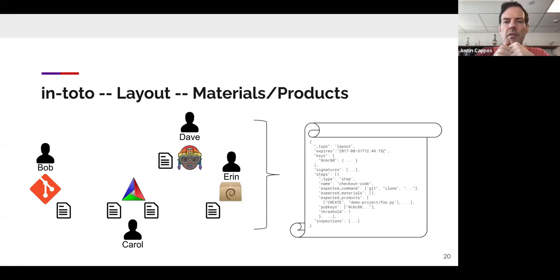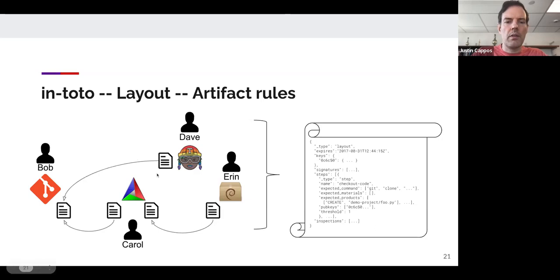So in other words, these materials and products say what is supposed to come in and come out. And then there are rules that say things like, for instance, Dave, who's doing a test here, the materials that Dave uses, the thing Dave is doing a test over, is the latest tagged version from the Git repository. And that's the same version that Carol is supposed to be building. And after Carol builds it, that version is the one that Aaron is supposed to be packaging. And so it links everything together in that way.